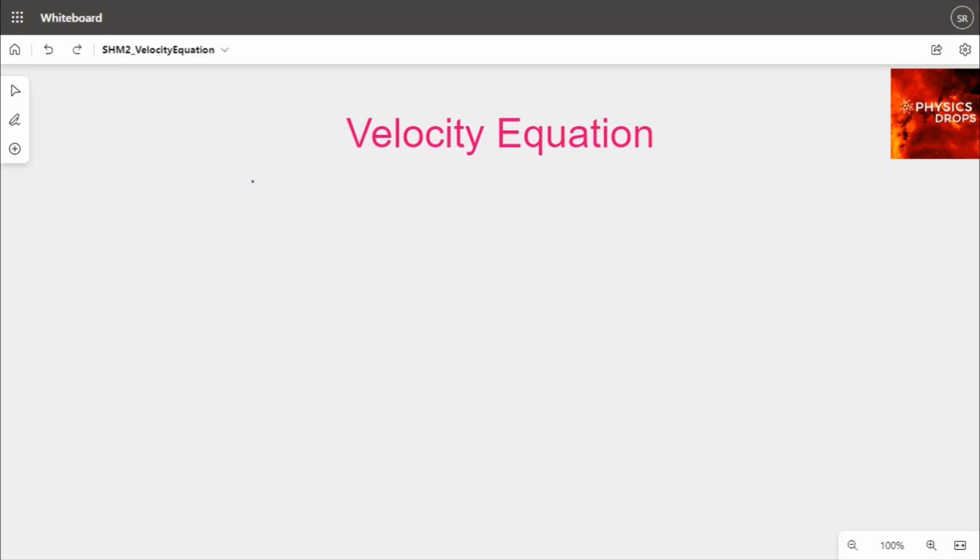Hello there. Let's look at the velocity equation for simple harmonic motion. We know that displacement x is given by a sine omega t. It can also be x equals a cos omega t.